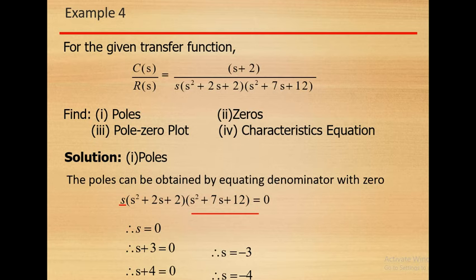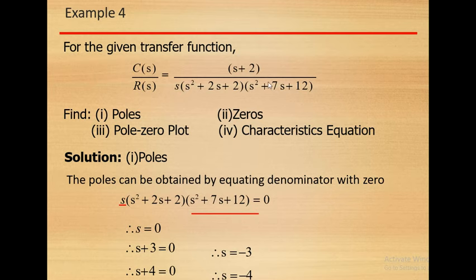So for the given transfer function, TF is equal to C(s) divided by R(s) is equal to s plus 2 divided by s into the first bracket s square plus 2s plus 2 into the second bracket s square plus 7s plus 12. Now here again we have to calculate poles, zeros, then the pole-zero plot and characteristic equation, but the difficulty level is increased here. Don't worry about this, I will tell you how to calculate the values.